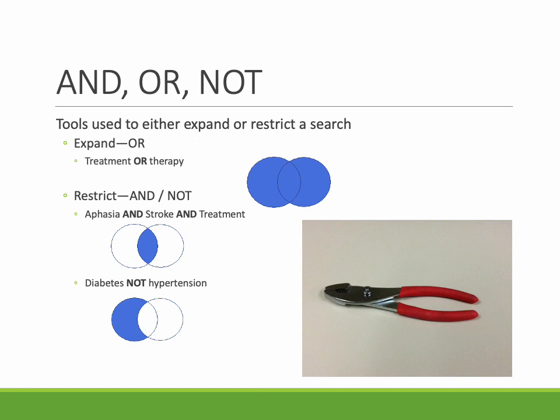We use AND to restrict a search. So AND is going to be used between our concepts. For example, we want articles that are about patient safety and emergency department and the third concept as well. NOT should be used carefully. Use it if you have a broader concept and there's something more specific that you know you don't want it to retrieve. So it should be used very carefully.